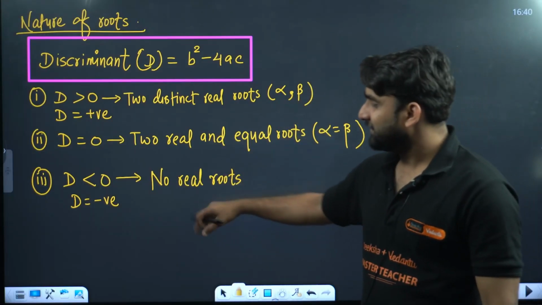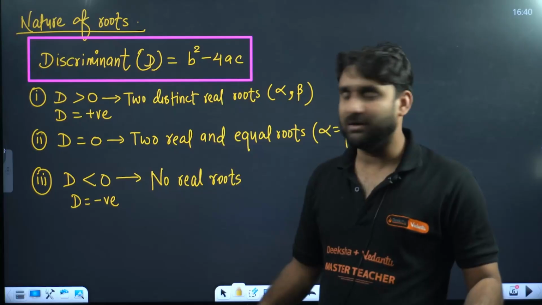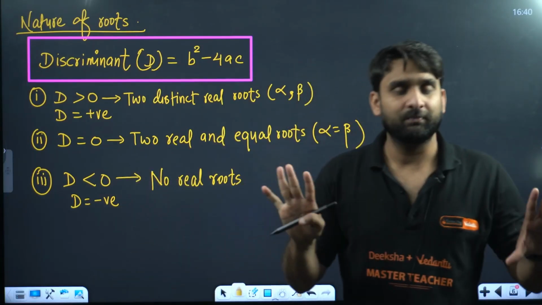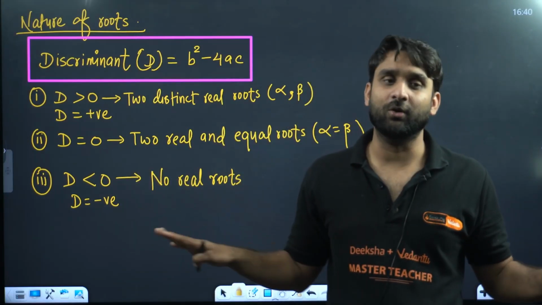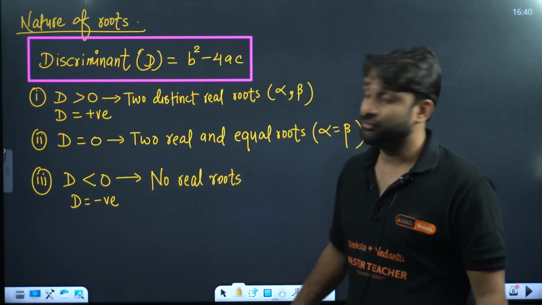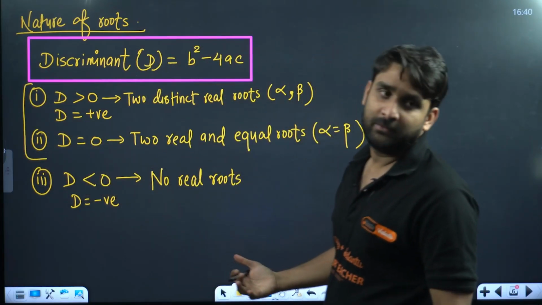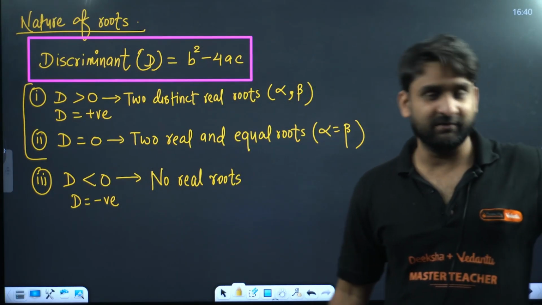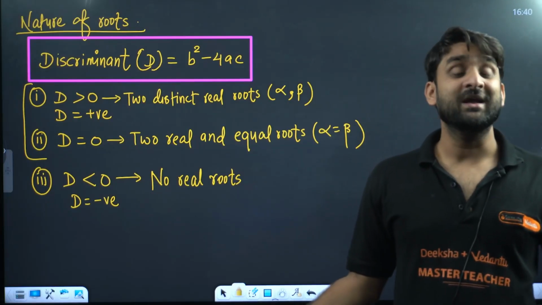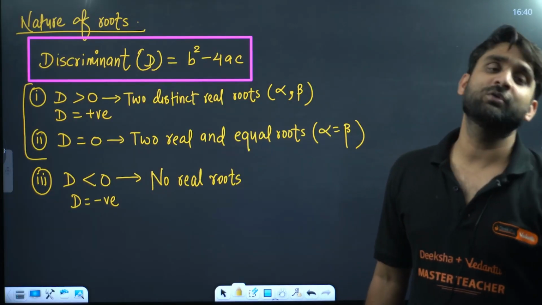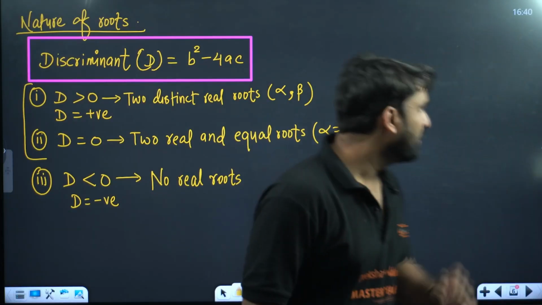But if the condition comes up in 10th standard, 10th level, if D is less than 0, stop. Don't solve the quadratic equation. You cannot. No real roots will be there. So we only solved these two situations, which is in your control. If D is equal to 0, there will be two roots which will be equal to each other. And if D is greater than 0, there will be two distinct real roots. Let me give you one example.